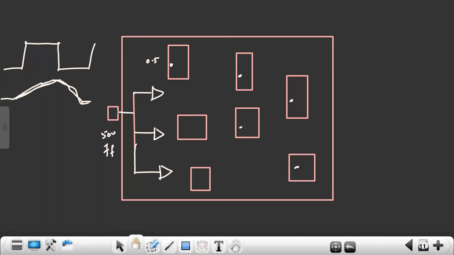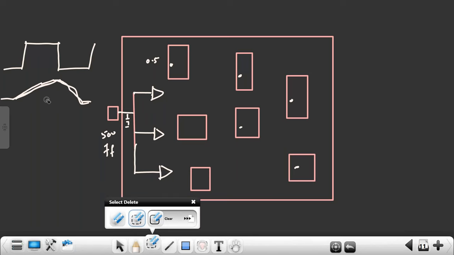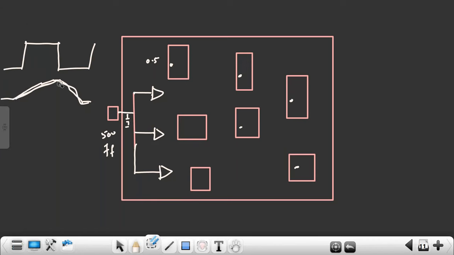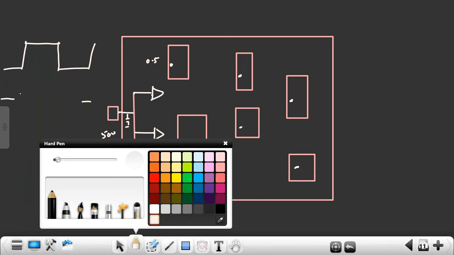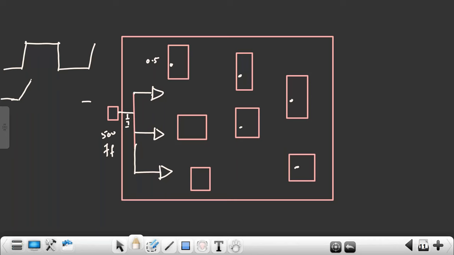Now this clock port is driving how many cells? Only three cells. The load capacitance is reduced. Now the load capacitance is how much? 0.5 femtofarad, 0.5 femtofarad, 0.5 femtofarad. It's only 1.5 femtofarad. Charging 1.5 femtofarad is very fast, so my clock signal will change very fast. Charging will happen immediately, and discharging also happens immediately.